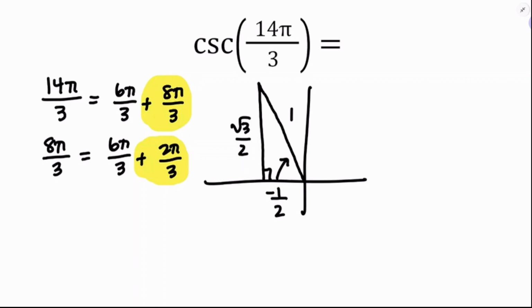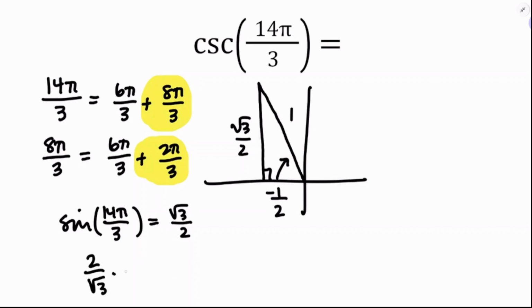And cosecant, in order to find cosecant, I need the sine. The sine of 14 pi over 3 is going to equal root 3 over 2. So I'm going to have 2 over square root of 3, and I'm going to rationalize the denominator on that fraction for about the 40th time this unit, and I'm going to get 2 root 3 over 3.